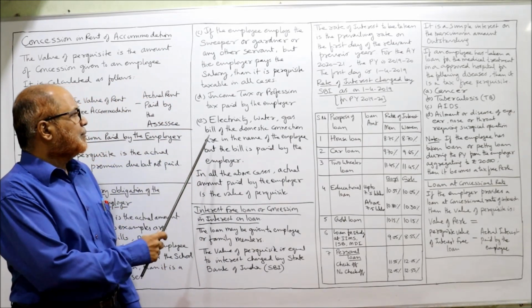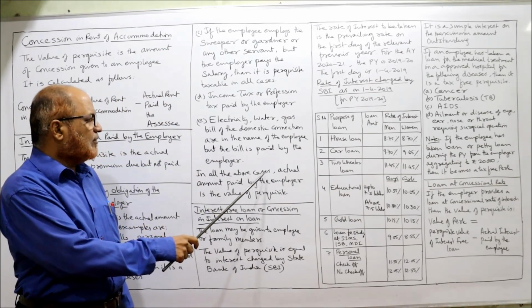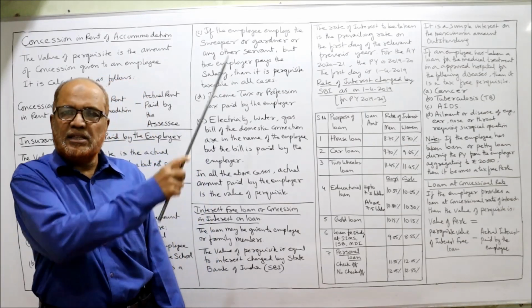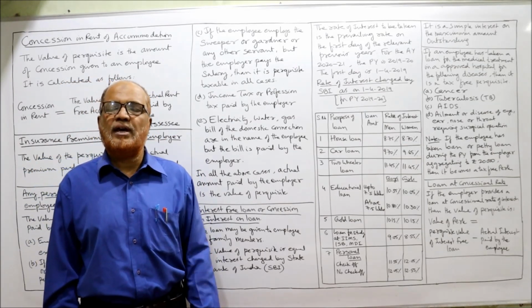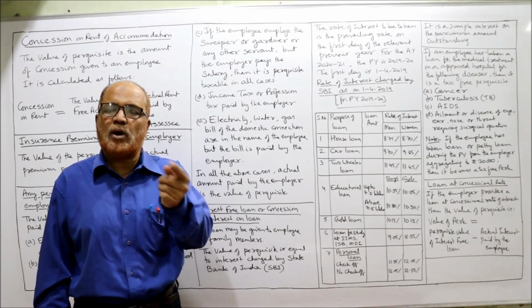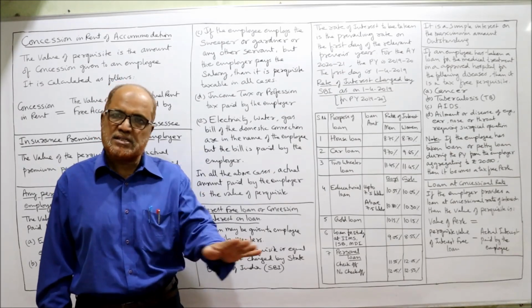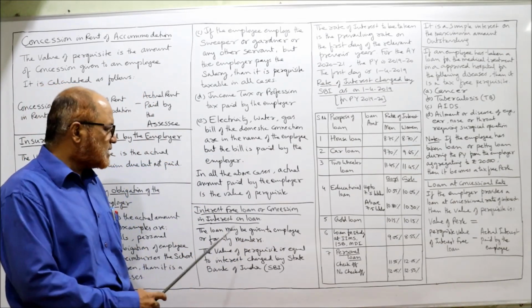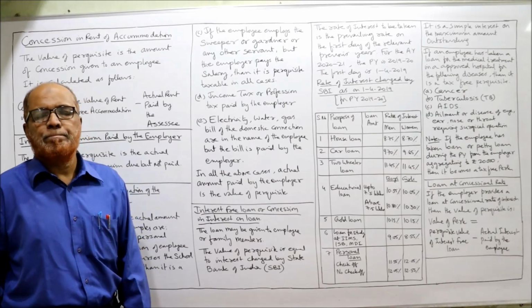The next one, over. In all the above cases, the actual amount paid by the employer is the value of the perquisite. These are the examples I have given where it's an obligation of the employee, but it is paid by the employer. It's taxable. Now, interest-free loan or concession in interest on loan.